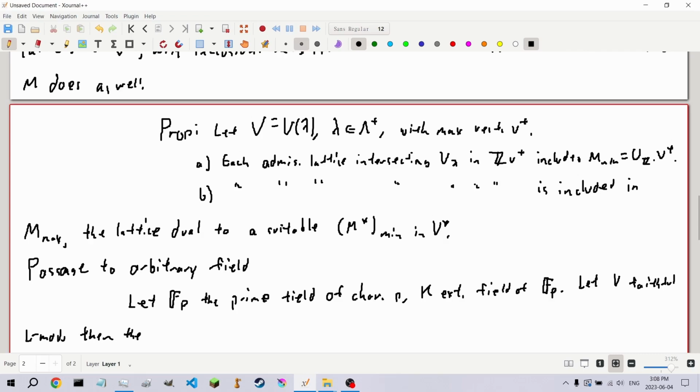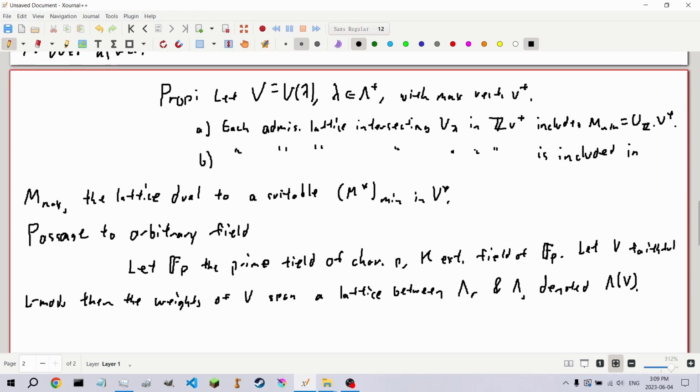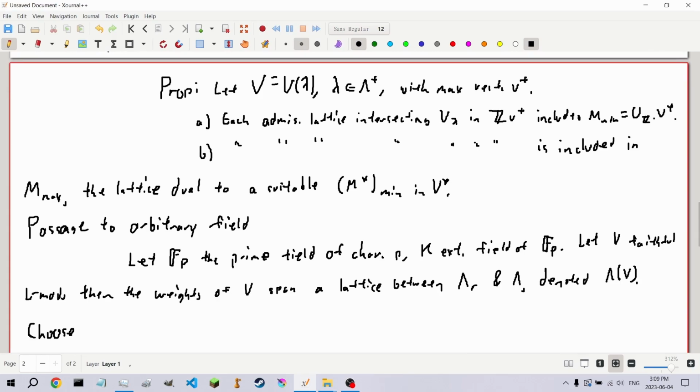Then the weights of V span a lattice between lambda r and lambda, which we denoted, we've already seen this, lambda of V. We want to choose an admissible lattice M in V with a stabilizer LV, which we recall as HV, plus the collection of Z copies of X alpha for alpha over a root system. And this is a stabilizer in L.